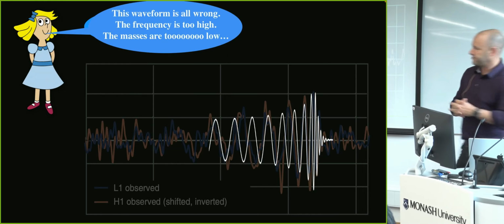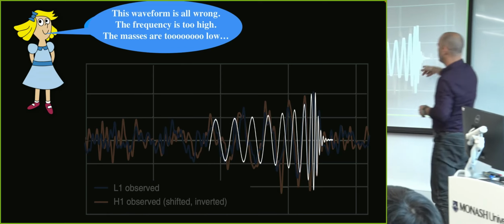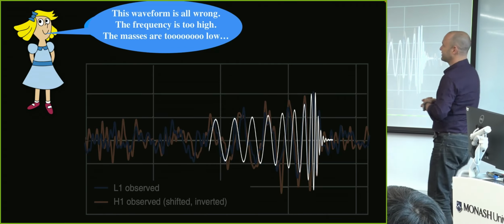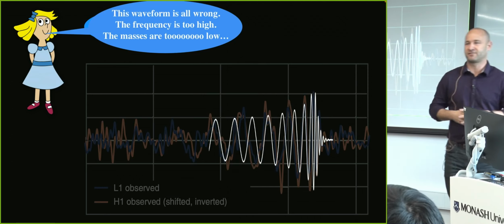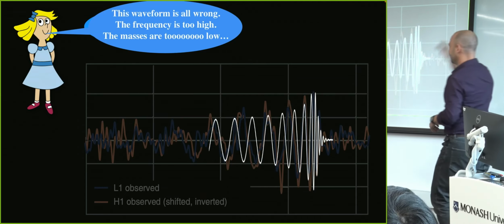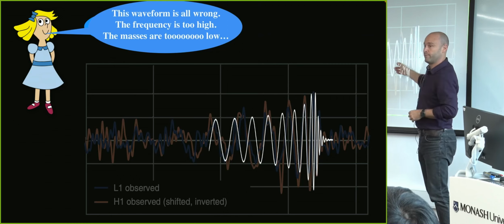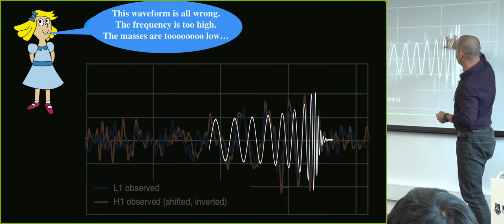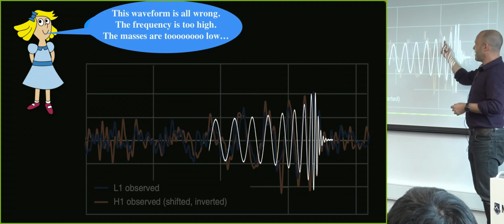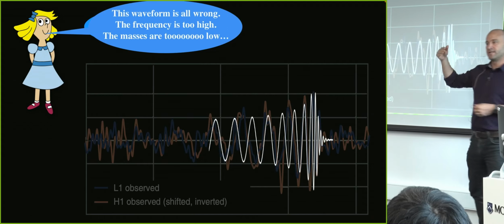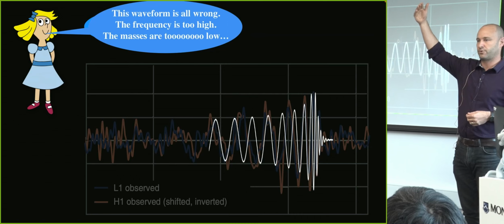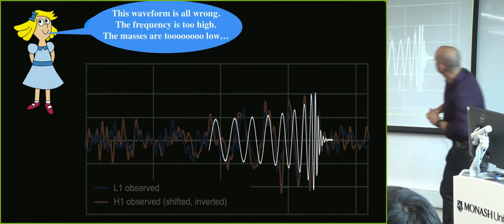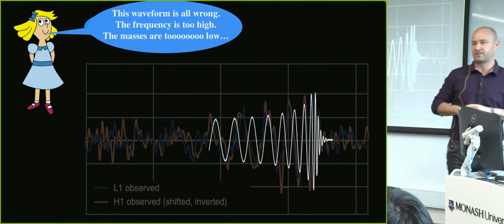And she does this, and she tries it, and she goes, oh, look at this, you know, this waveform is all wrong. The frequency is too high, just like the porridge is too hot. Oh dear, the masses are too low. Okay, so what this means is you can see that the frequency of any subsequent peaks, they're coming in too often, right? Which means that that gravitational wave frequency is too high. Okay, and what that means is that the masses of the system are too low.